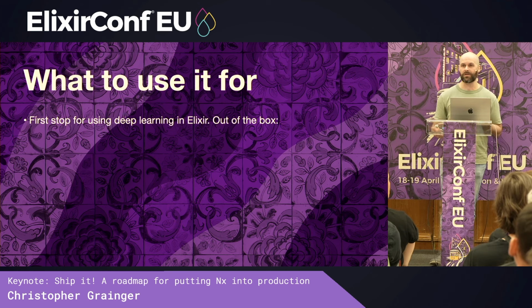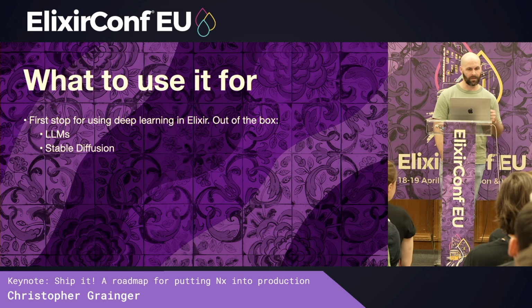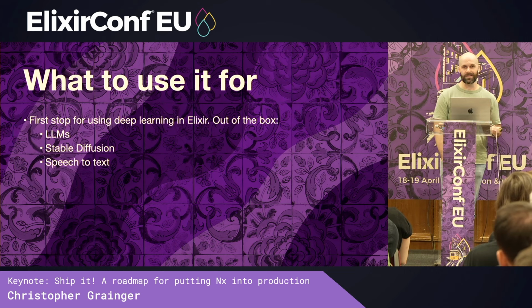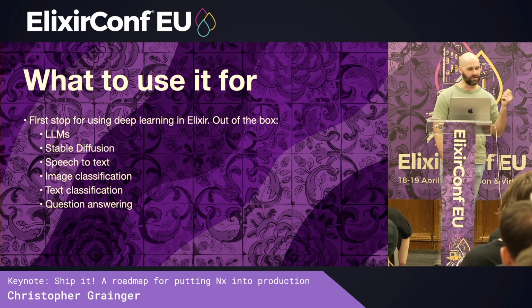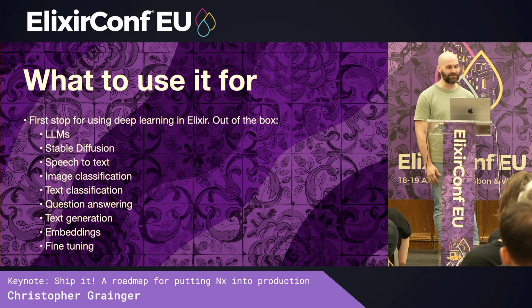And out of the box, you're getting things like LLMs. Think about Llama or Mistral. You can load those in Bumblebee. You can use Stable Diffusion and generate pictures, right? You can do speech to text with Whisper. You can do image classification, text classification, question answering, text generation, embeddings, and fine tuning of all of these things, right? And it's all readily available in Bumblebee.